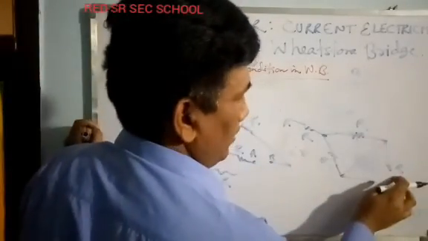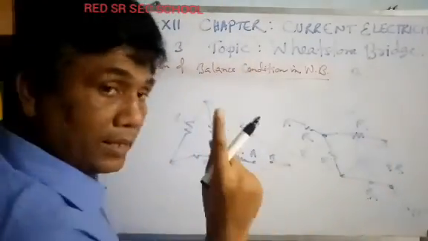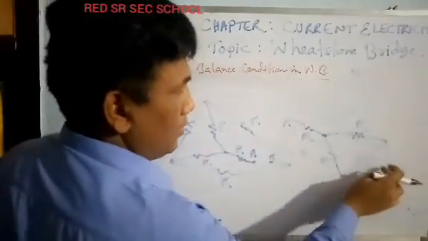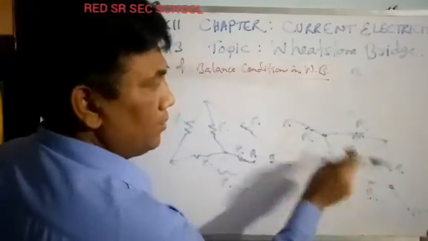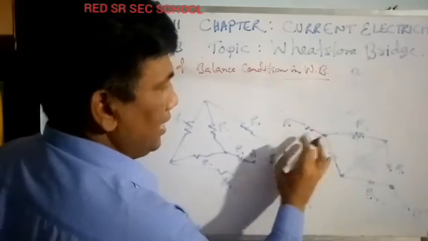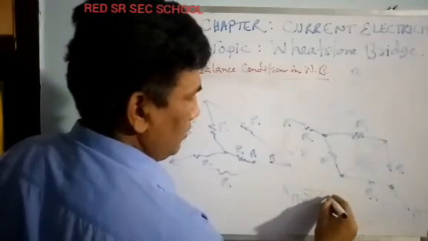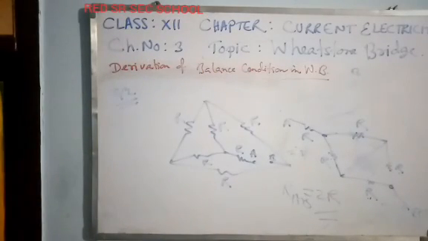So R and R give 2R, R and R give 2R, and the two 2R are in parallel, and the answer is R. Again, this R will be in series. What is the resistance between A and B? R and the other R total 2R. This is the answer. That way you can keep practicing problems on Wheatstone bridge. Okay, thank you.